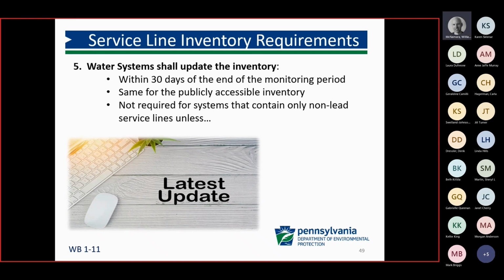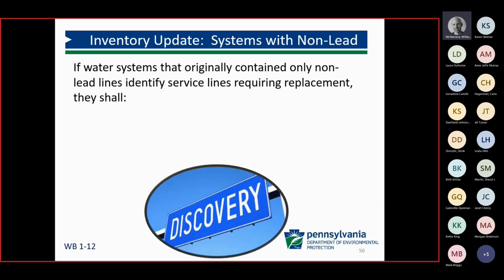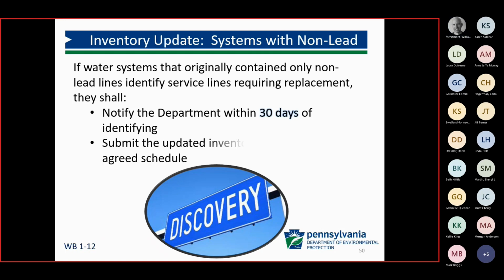The only systems that, if they initially told us they would have all non-lead materials in their service lines, would not have to do updates unless they uncover that they do in fact have lead lines. In which case, they would have to notify the department within 30 days of identifying those particular lines, and then we would come back to them with a deadline of when to have that new and updated inventory to us. And that would be, again, on a case-by-case basis.